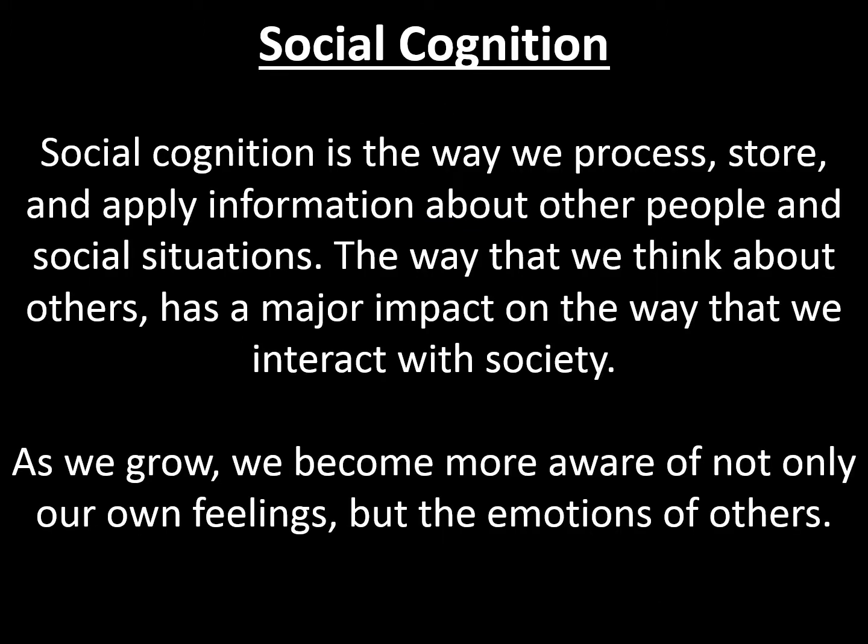Let's begin with social cognition. Social cognition is the way we process, store, and apply information about other people and social situations. The way that we think about others has a major impact on the way that we interact with society. As we grow, we become more aware of not only our feelings, but the emotions of others. Social cognition has everything to do with how we believe other people perceive ourselves in society.